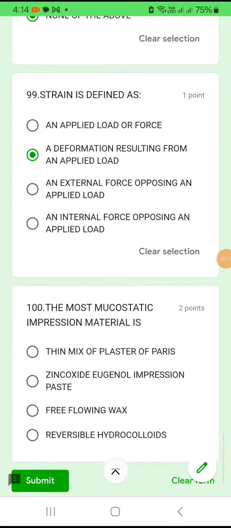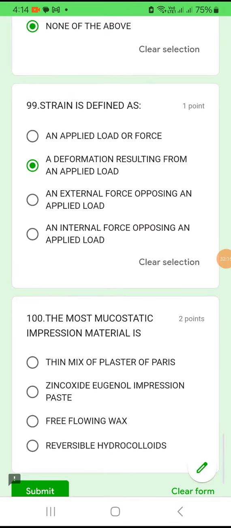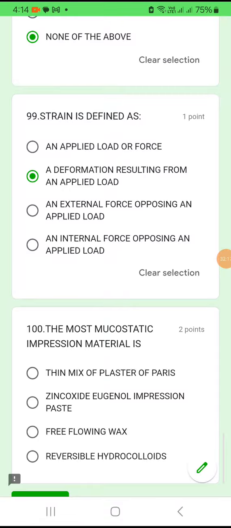Okay. Last question. The most mucostatic impression material is what? Thin mix of plaster of Paris, zinc oxide eugenol impression, free flowing wax or reversible hydrocolloid. So the most mucostatic material, okay, is thin mix of plaster of Paris.